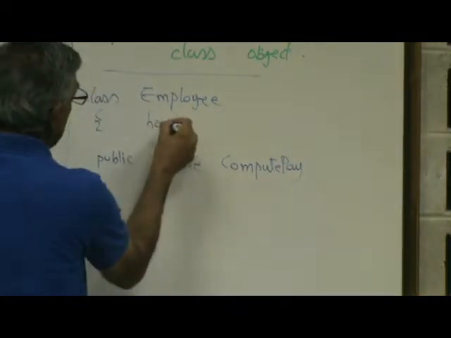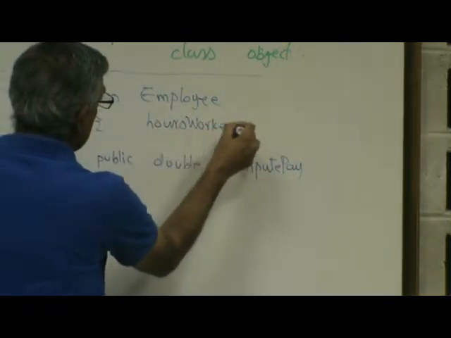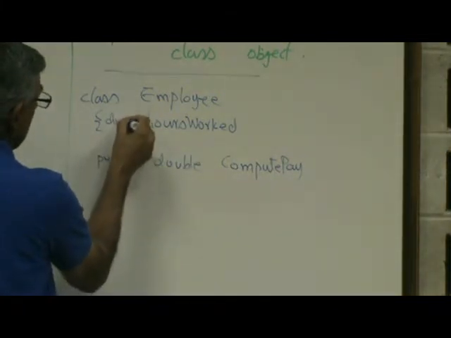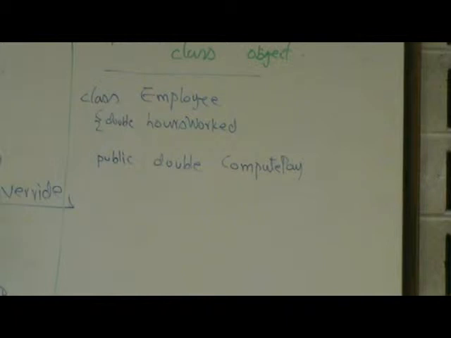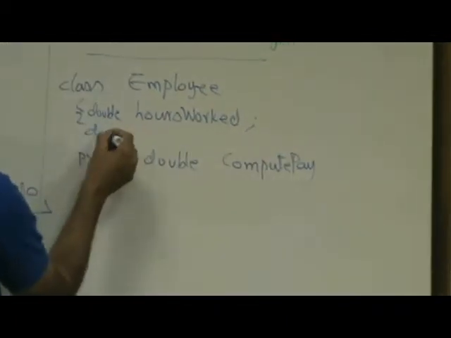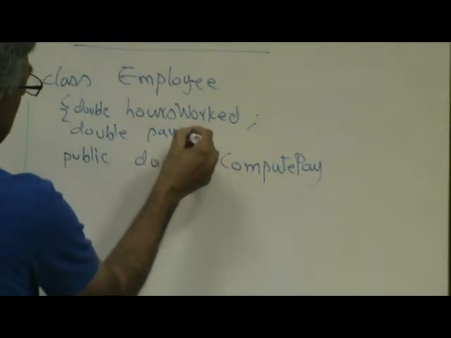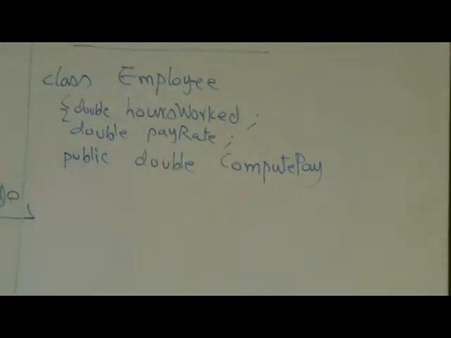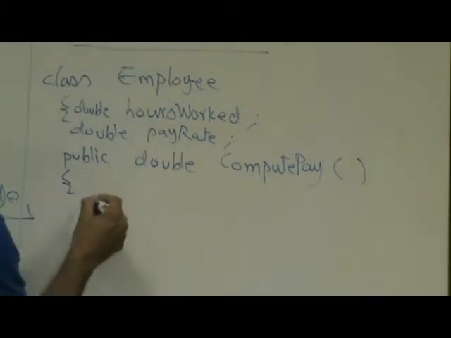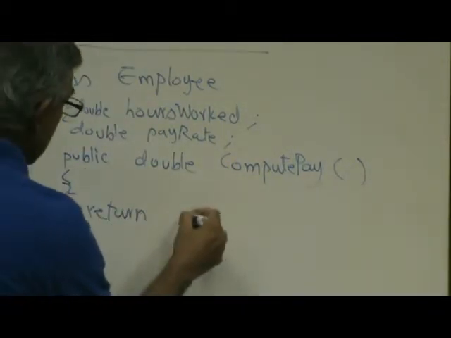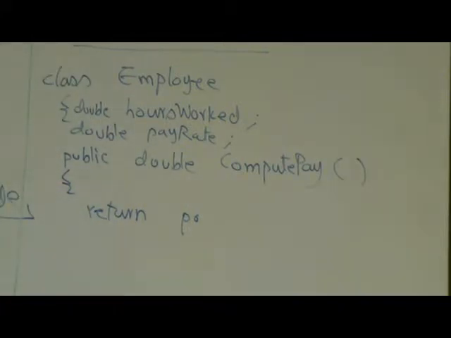And let's pretend over here we have two fields, hours worked, and this could be double. So somebody could work 4.5 hours as an example, right? And the corresponding property, and let's say double pay rate. So somebody may have a pay rate of, let's say, $12.50 per hour. Hours worked may be, let's say, 4.5. So the purpose of this is to multiply these two and give an answer. So simple method over here. So this will be simply return hours worked times pay rate.